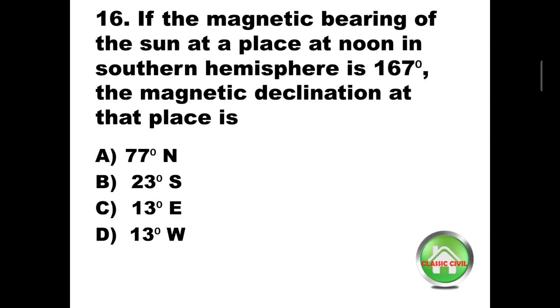Question number 16. If the magnetic bearing of the sun at a place at noon in southern hemisphere is 167 degrees, the magnetic declination at that place is option A, 77 degrees north, option B, 23 degrees south, option C, 13 degrees east, option D, 13 degrees west. If the magnetic bearing of the sun at a place at noon in southern hemisphere is 167 degrees, the magnetic declination at that place is answer is option C, 13 degrees east.